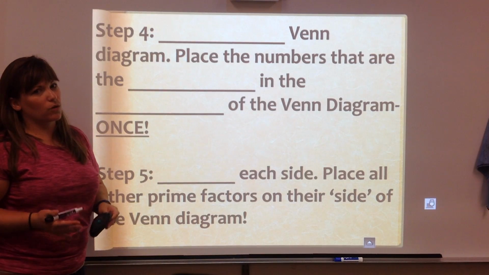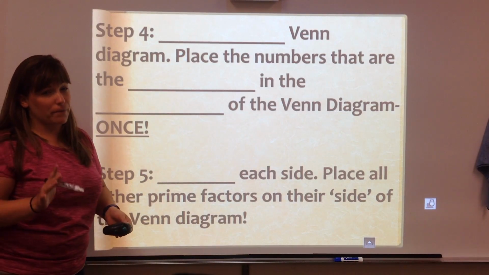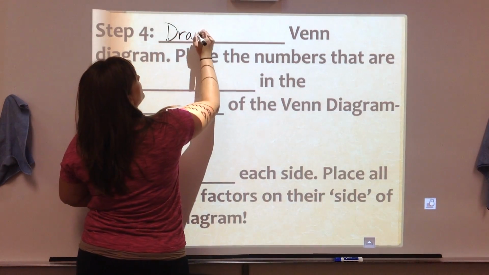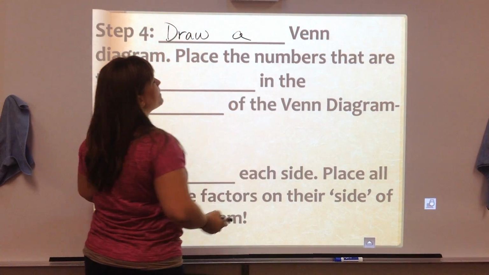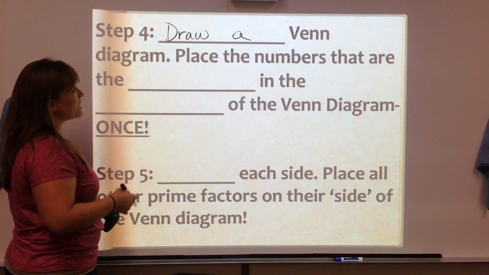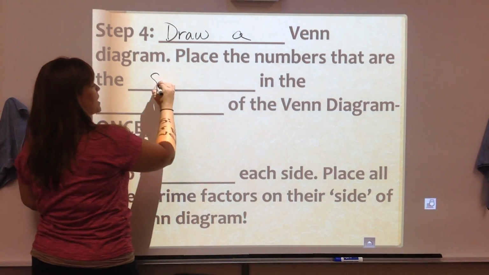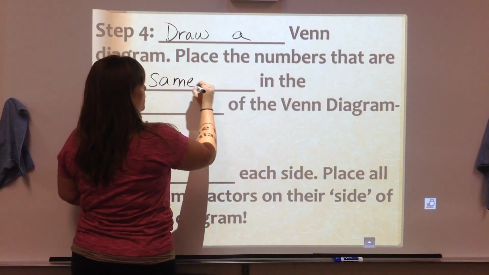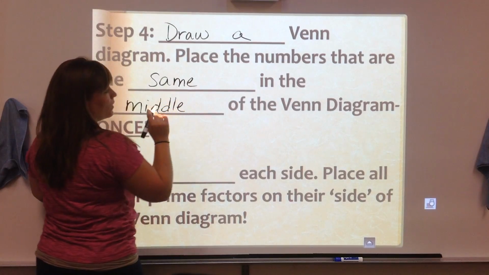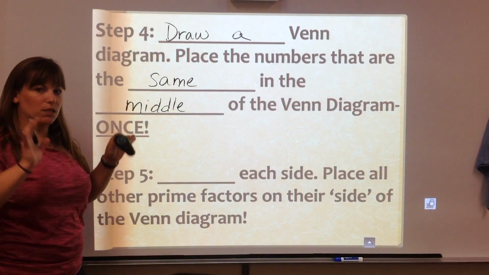Step 4, we're going to draw a Venn diagram. For this, it's already drawn for us in our notes, but we might have to draw a Venn diagram as well. After we have one drawn, we're going to place the numbers that are the same in the middle of the Venn diagram, but only once.